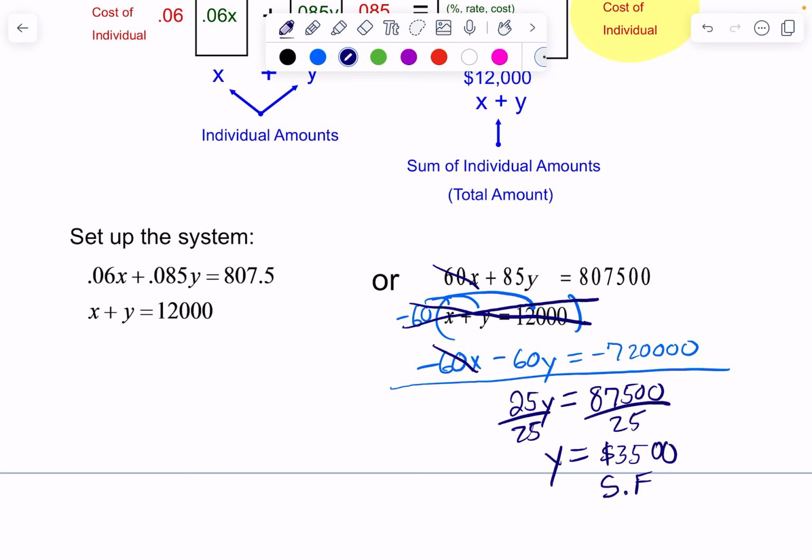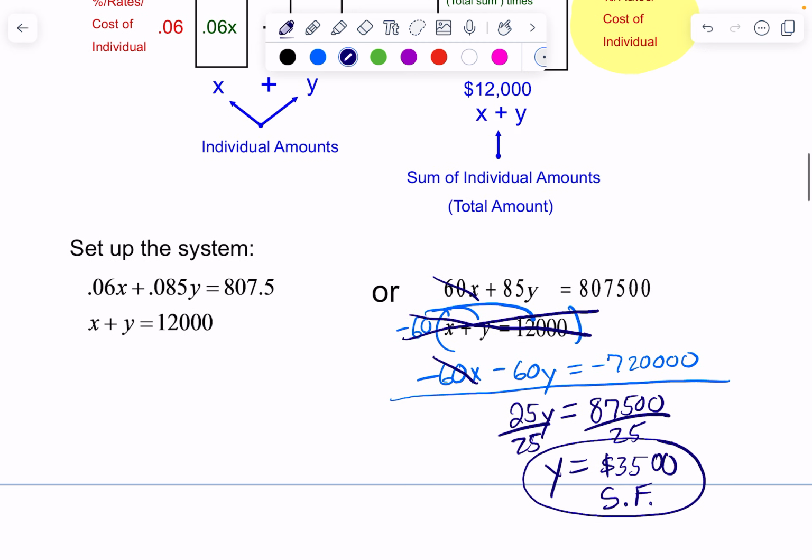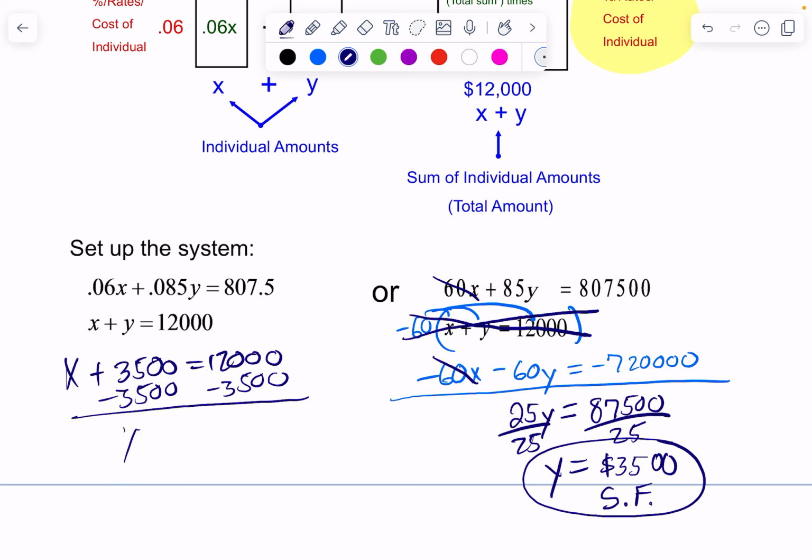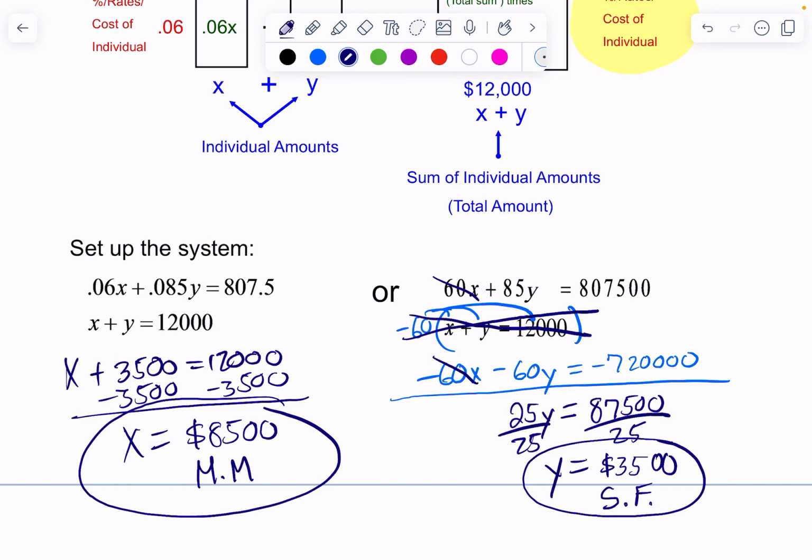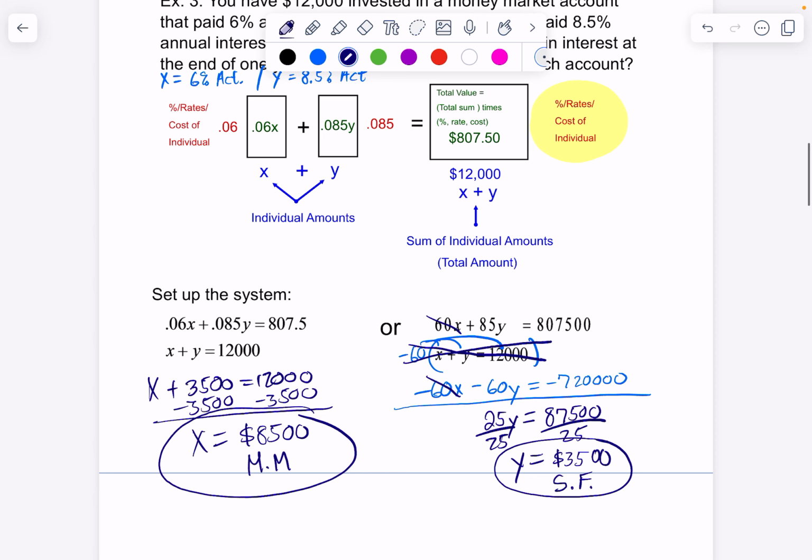We'll put SF for stock fund. And how much did I invest in my 6% money market account? Well, I've got x plus 3,500 equals 12,000. Subtract the 3,500, and x will equal 8,500 in the money market account paying 6%. And that's where your money went in these investments. Hopefully that made sense and was kind of easy for you. Let's look at another one.